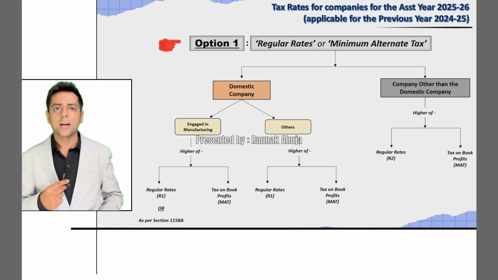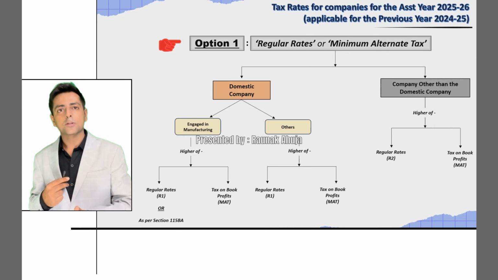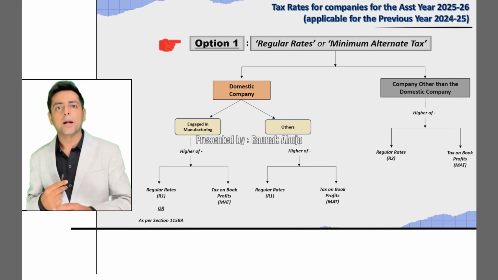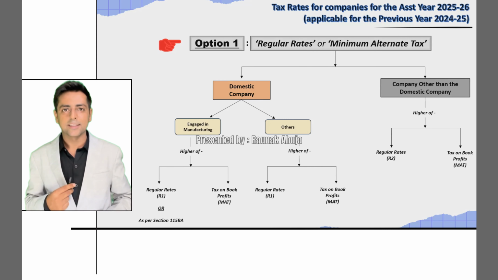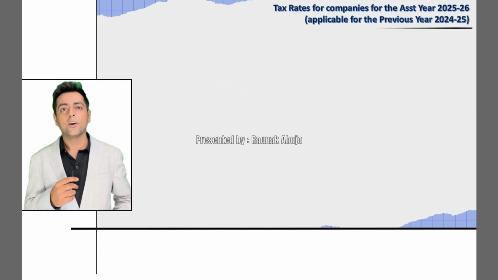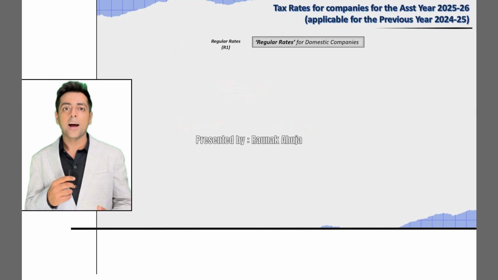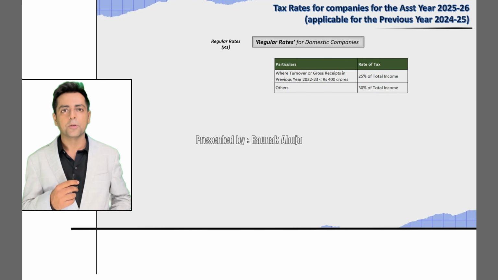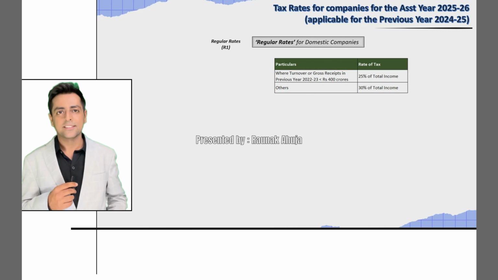Now, let's quickly understand what these R1, R2 and rates as per section 115BA actually mean, along with the taxes as per the MAT provisions. Let's quickly move to that. The first is the regular rates of tax for domestic companies, which we denoted by R1, where in case the total turnover of the company in the financial year 22-23 does not exceed 400 crores, the tax rate that would be applicable would be 25% of the total income. In case it exceeded 400 crores, the tax rate would be 30%.